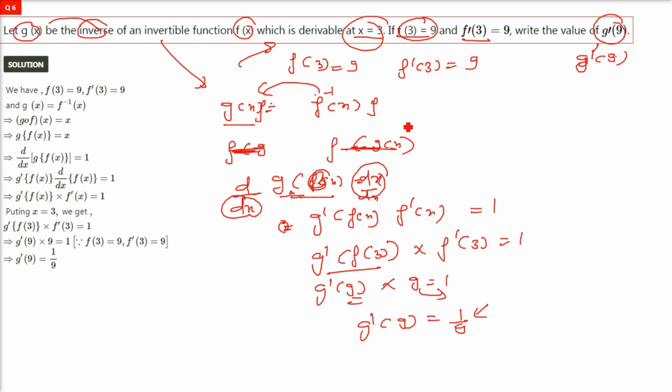Alright. So the main idea is to make g x as f inverse x, which is given in the question. Rest all things I hope you will be able to assimilate very easily. g of f x is f inverse x. That only means gof x, and gof x is simply g of f x.